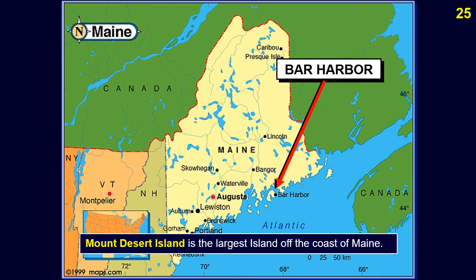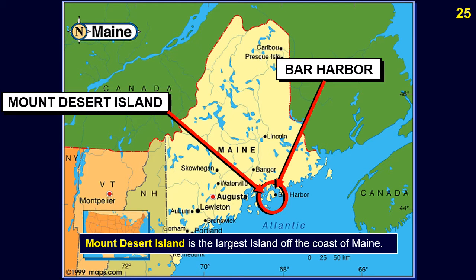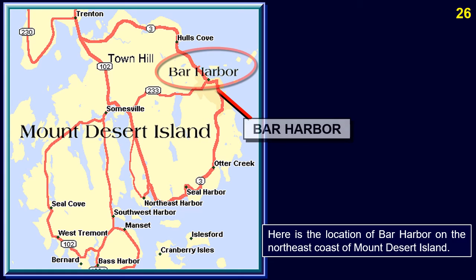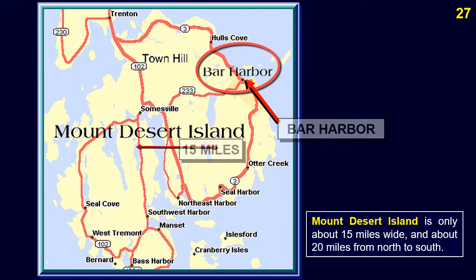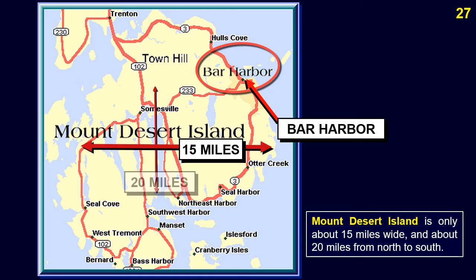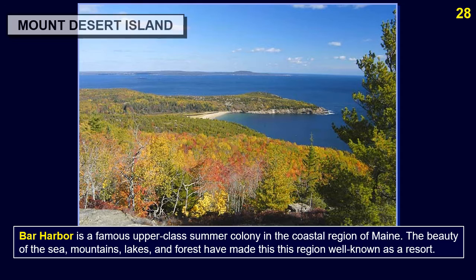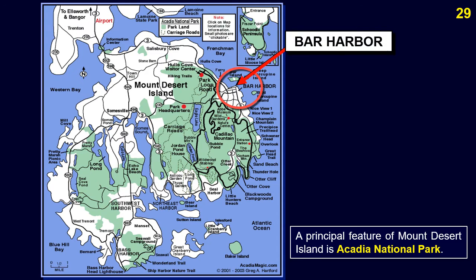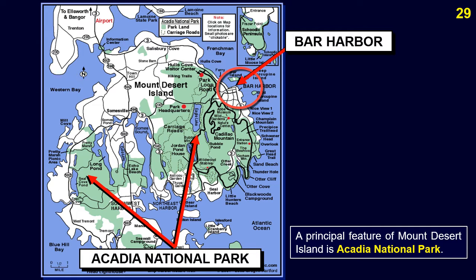Mount Desert Island is the largest island off the coast of Maine. Here is the location of Bar Harbor on the northeast coast of the Mount Desert Island. Mount Desert Island is only about 15 miles wide, and about 20 miles from north to south. Bar Harbor is a famous upper-class summer colony in the coastal region of Maine. The beauty of the sea, mountains, lakes, and forest have made this region well known as a resort. A principal feature of Mount Desert Island is Acadia National Park.